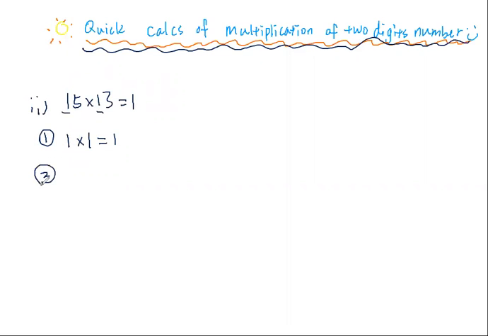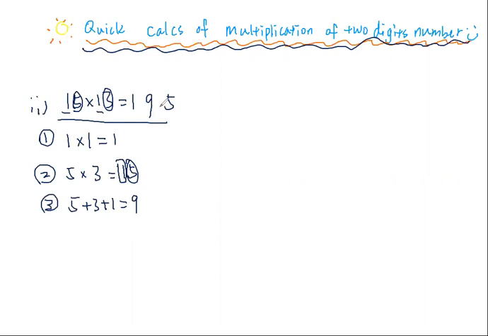And the second step is to use 5 multiplied by 3. So we could get 15. So we put the 5 as the later part of the final answer. And then the third step is to use 5 plus 3 plus 1 here. So 5 plus 3 plus 1 is equal to 9. So we could get a 9 as the middle part of the final answer. So the final answer of the second example is 195.